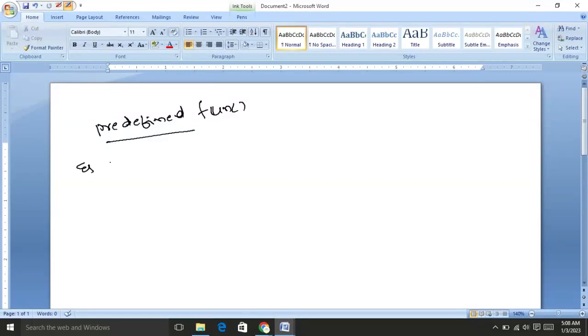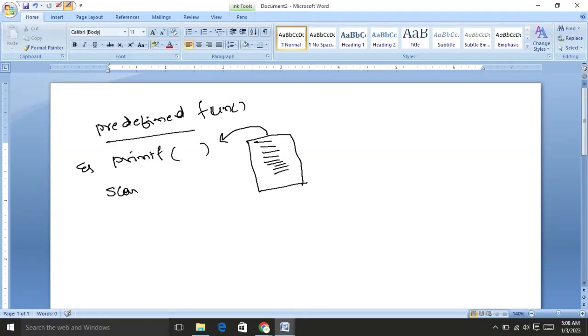For example, printf. When you call printf, one program associated with printf in the compiler is executed. Right? In the same way, scanf. For scanf, in the compiler, another program is there. When we call the function, actually this code is executed. Right? These are the predefined functions.